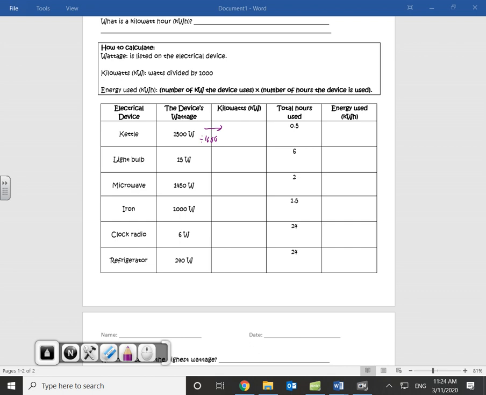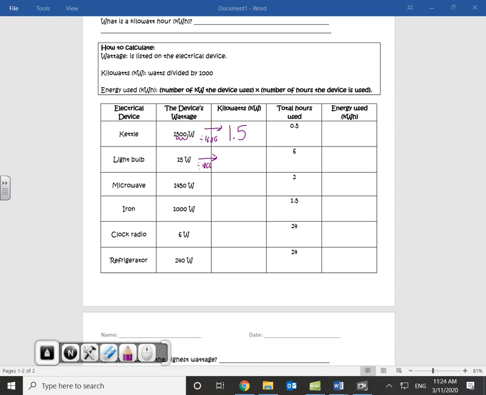1,500 divided by 1,000. The cool thing about dividing by 1,000, for those of you who are a bit of a math whiz, is that all you have to do is move the decimal place 3 points. 1, 2, 3. Which would actually end up being 1.5. Okay, let's do it for the next column. Let's do all the first math first, and then we'll move on. So this is, again, divided by 1,000.